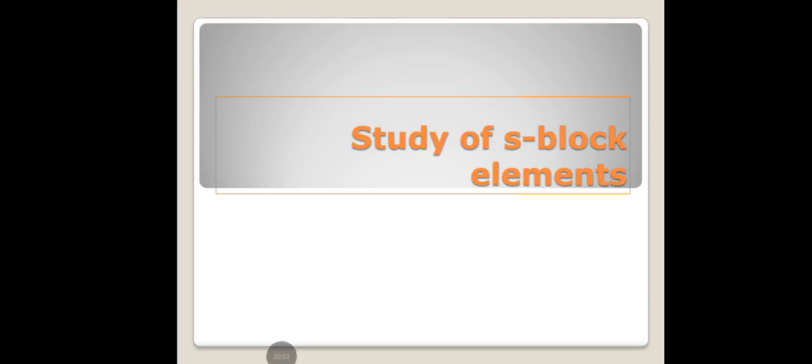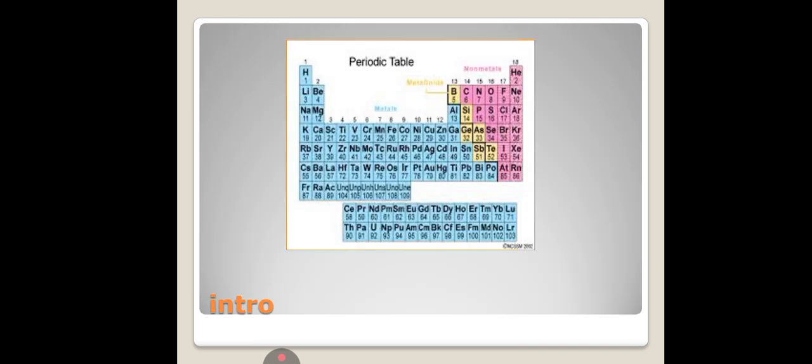Today let's learn about S block elements. So this is the periodic table. If you observe the periodic table, we all know that elements are arranged according to increase in atomic number. Now as and when the elements are arranged according to the increase in the atomic number, we also see a pattern. So this pattern is based on the filling of electrons in orbitals.